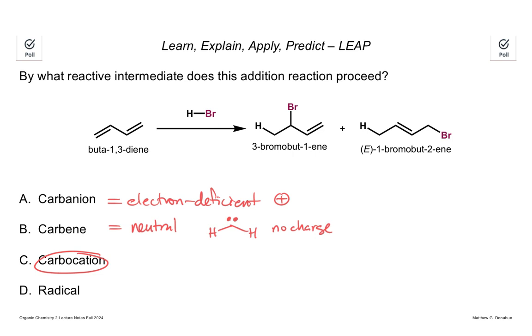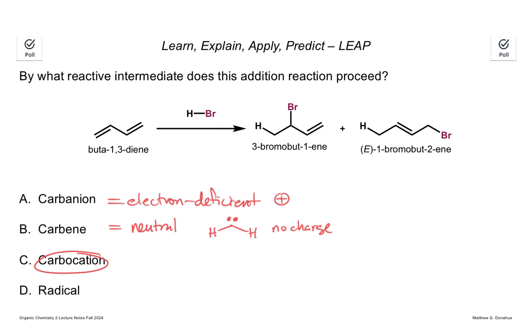Sorry, let me explain this. So A, I said, was carbanion, which is electron deficient. It's electron rich, sorry. I'm getting old, and so it's hard for me to focus on this stuff with my glasses on. That's gonna be my excuse.